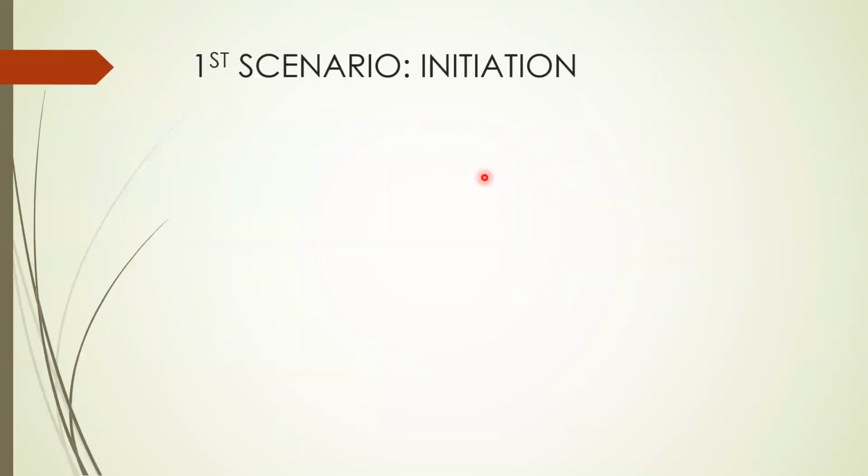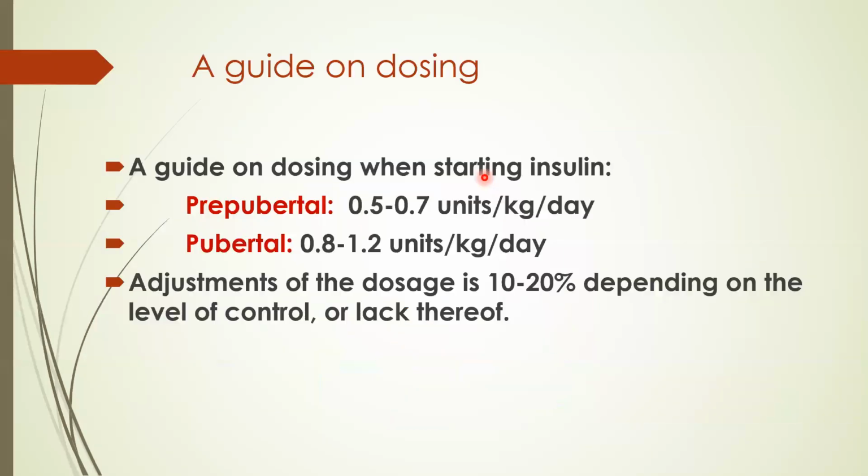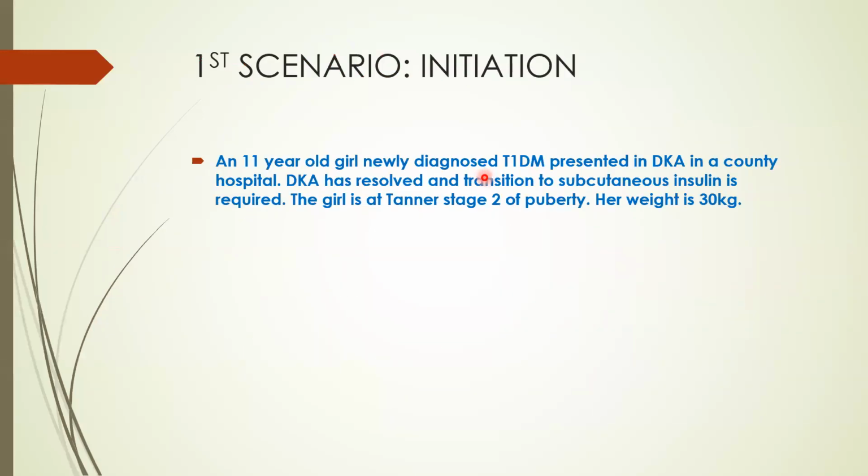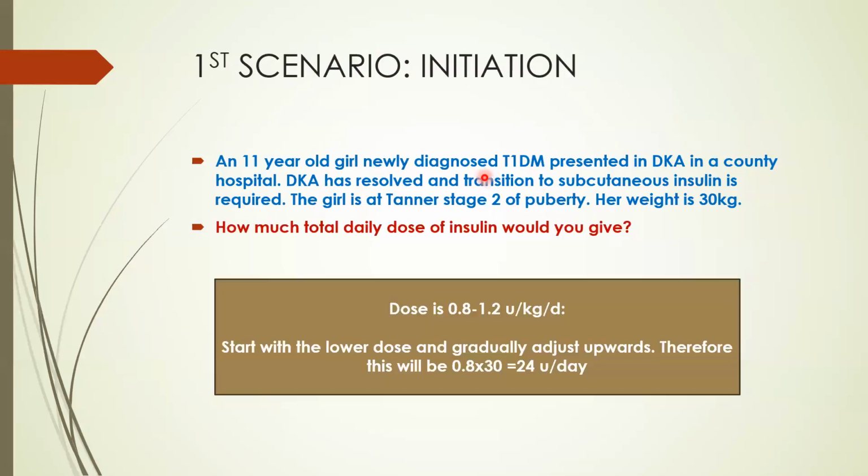So remember, we are going back to the guide on dosing. For pubertal, we are using a range of 0.8 to 1 unit per kg per day. So anyone who said 24 units or 30 units is right. But usually in a patient who has just come out of DKA, you would want to initiate on a lower dose. So it will be 0.8 times 30, so you get 24 units per day.